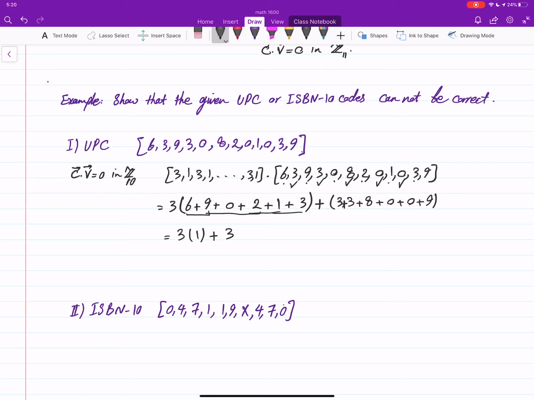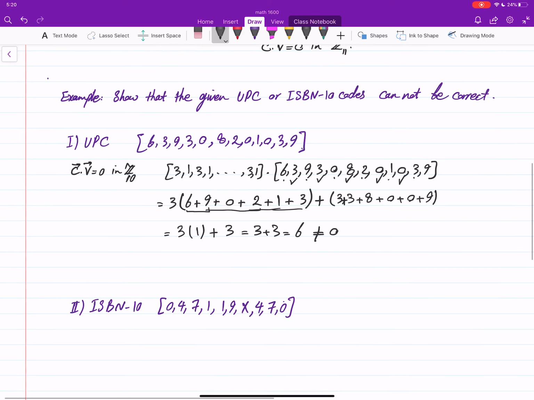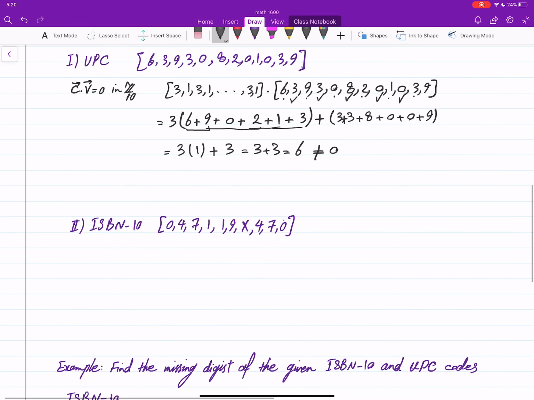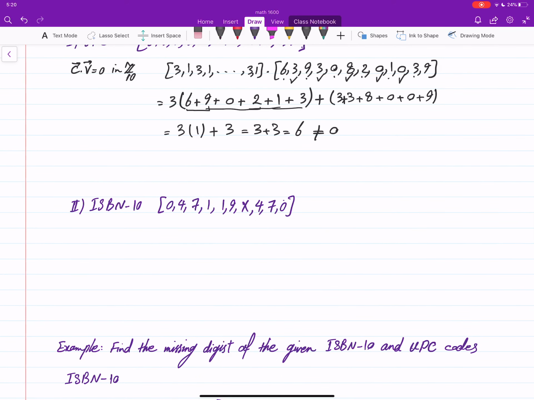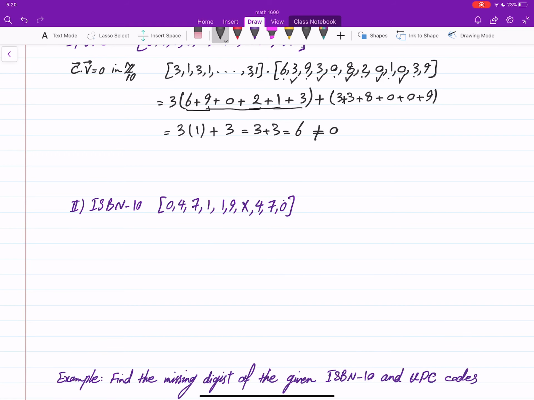Yes, so this gives me that CV is equal to 6, which is not 0. So that means that there is an error in this code. How about ISBN 10? Remember ISBN 10, we have 10 digits, but they're coming from Z11. So we have to check that C·V is 0 in Z11.